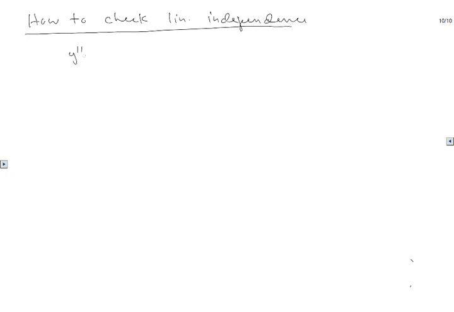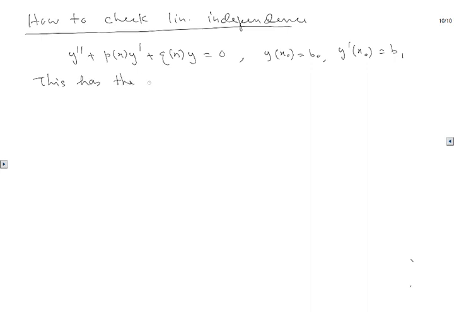So let's look at our differential equation y double prime plus p(x) y prime plus q(x) y equals 0, along with y(x naught) equal b naught and y prime(x naught) equal b1. We know that this is a second order differential equation. This has the general solution y equal c1 y1 plus c2 y2. That's how you write the general solution with two constants. So the goal is to find c1 and c2.